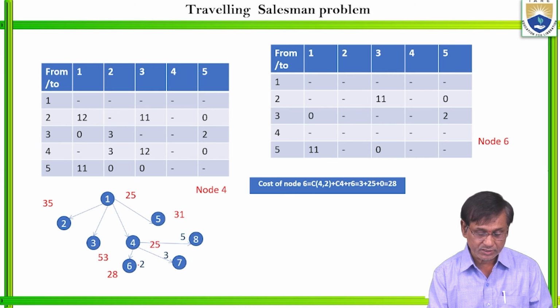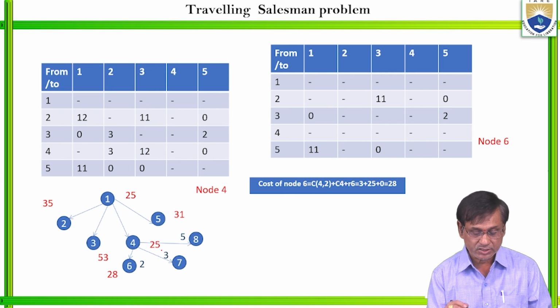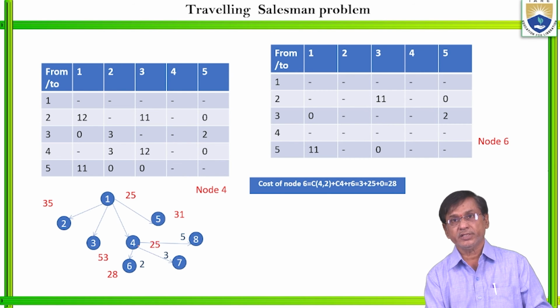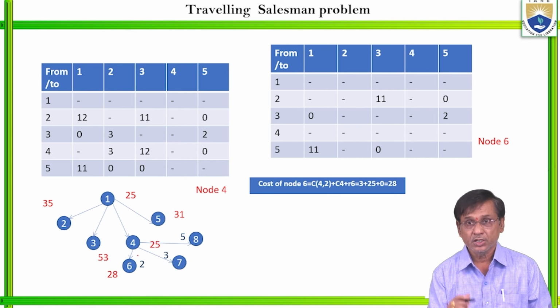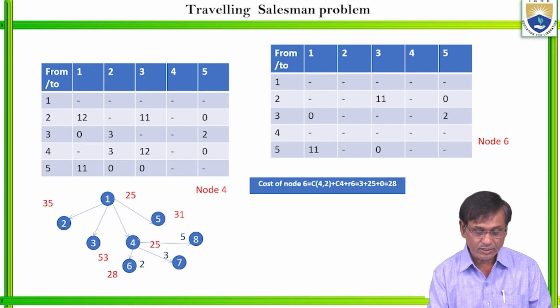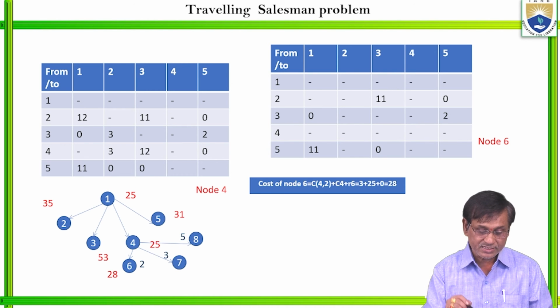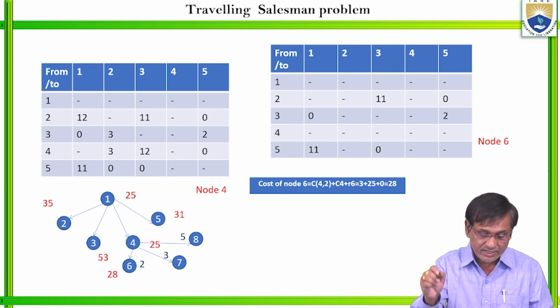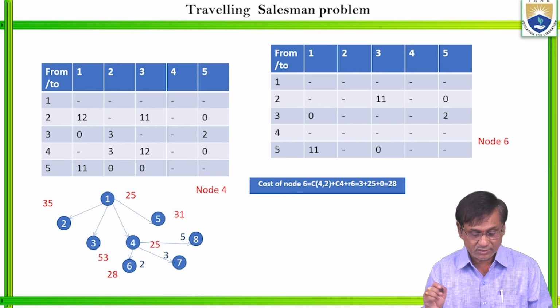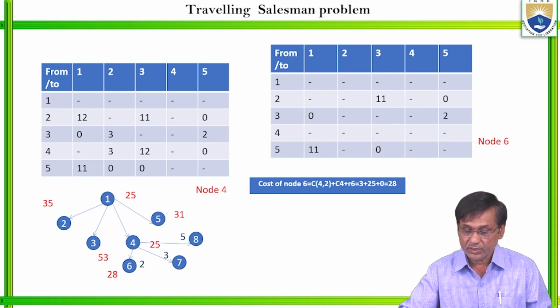So how to find out the cost of the node 6? For finding out the cost of the node 6, we have to take the matrix of the node 4. So we take the reduced matrix of the node 4, and then we have to make all the elements of the fourth column as well as all the elements of the fourth row, and all the elements of the second column infinity, and 2 to 1 is also infinity. 2 to 1 element.